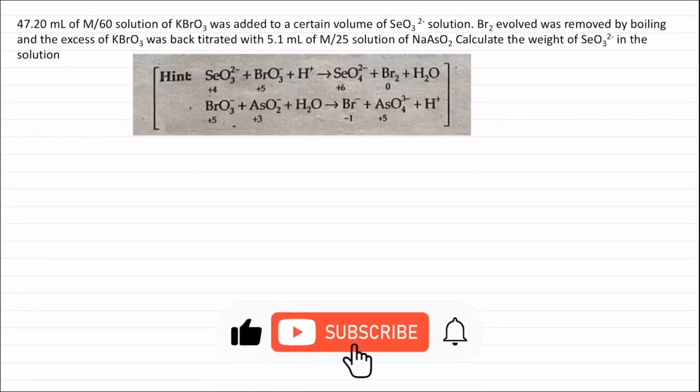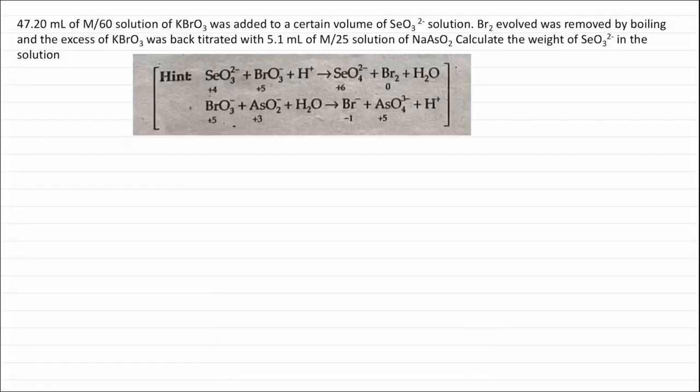Question 47. 20 milliliter of M by 60 solution of KBrO3 was added to a certain volume of SeO3²⁻ solution. Bromine evolved was removed by boiling and excess of KBrO3 was back titrated with 5.1 milliliter of M by 25 solution of NaAsO2. Calculate the weight of SeO3²⁻ in the solution. Now in this question, moles of KBrO3 which is present initially can be calculated from the molarity of the solution, that is M by 60, and volume of the solution, that is 20 milliliters.